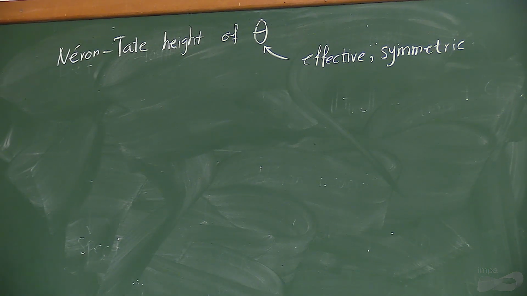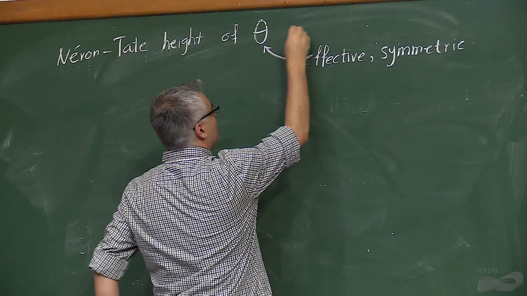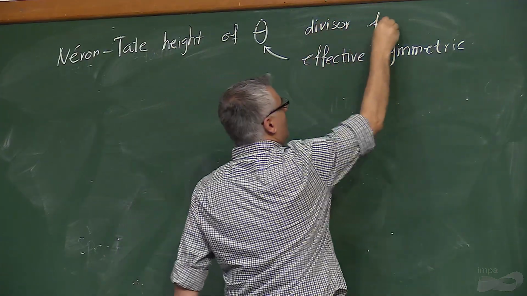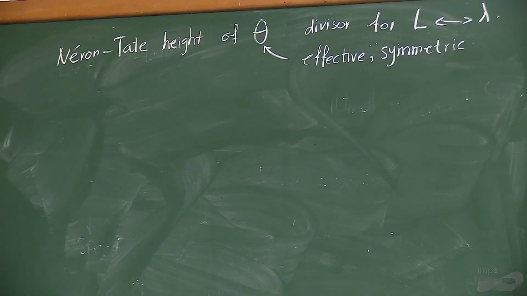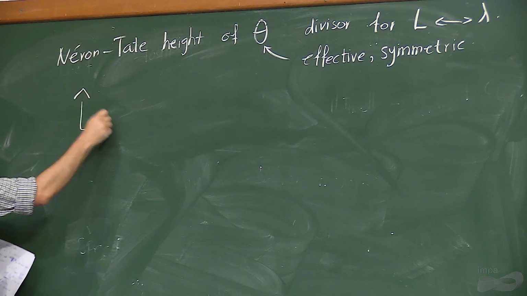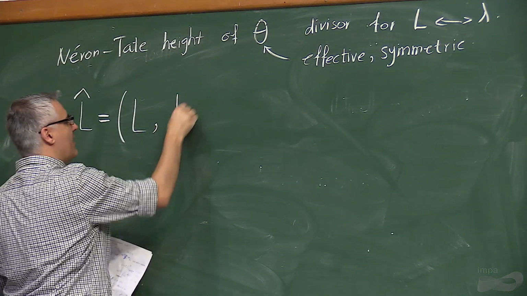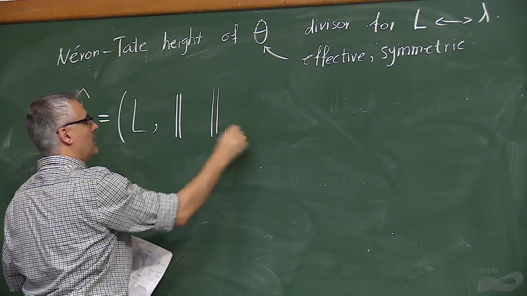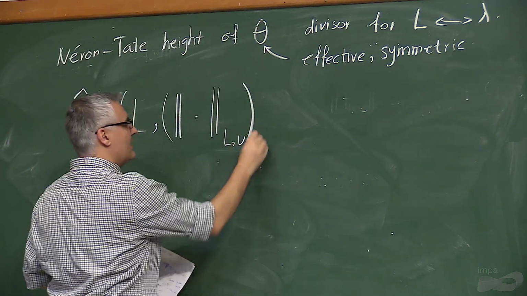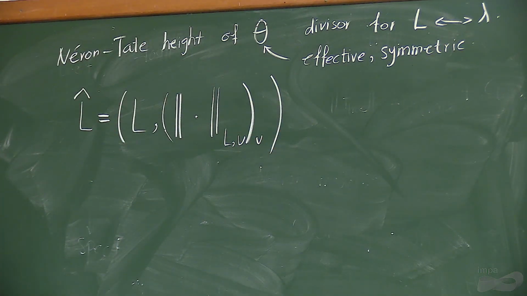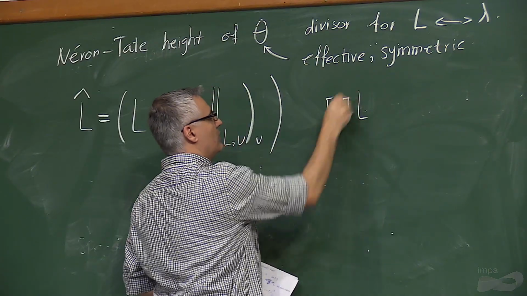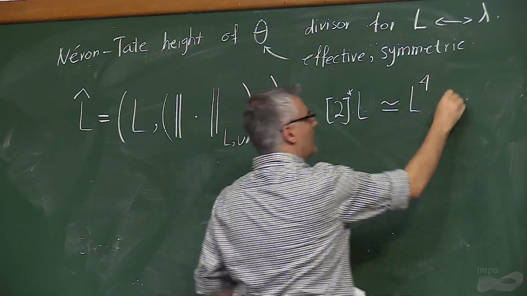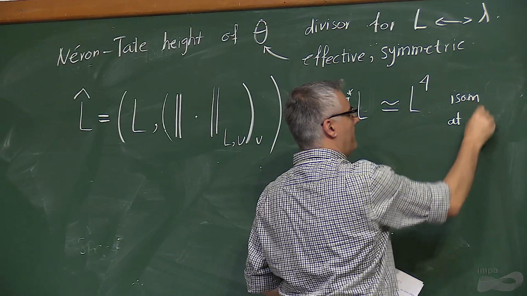And then now you have, again, theta, this divisor for L, which is related to your polarization lambda. Then you put a metric on this. So L hat is going to be L, and you put a metric at every place according to the canonical process that I was talking about. For all places, you insist that the metric should make that isomorphism, let's say multiplication by 2, into an isometry. This should be an isometry at every place. And you can do that.